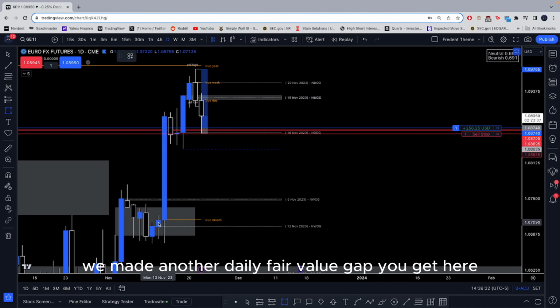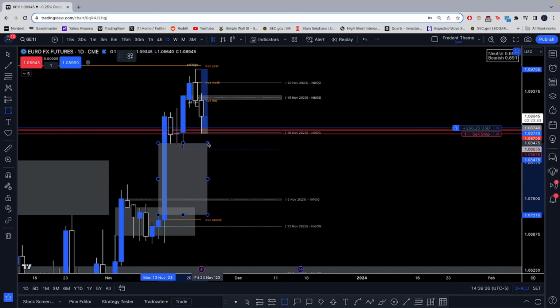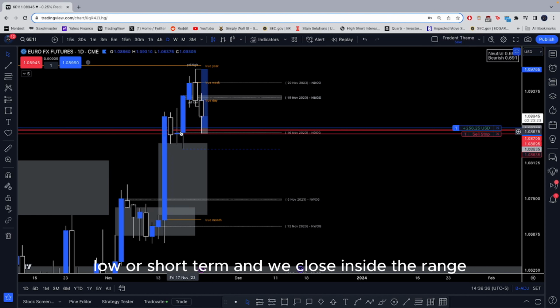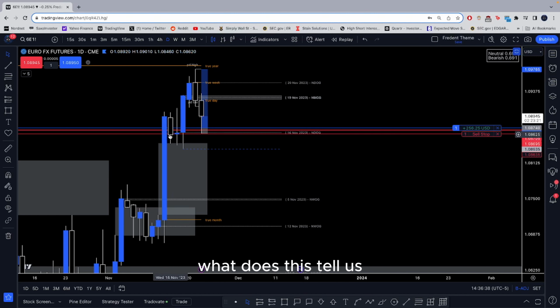We made another daily fair value gap here. This was respected. So you can see right here, respected. Took out intermediate term high on this day. Took out intermediate term low or short term low. And we closed inside the range. What does this tell us? We want to go higher. We want to trade higher, right, guys?